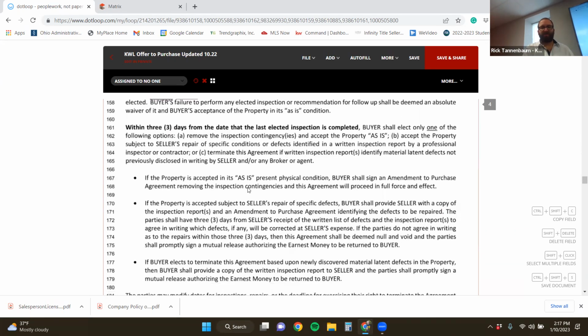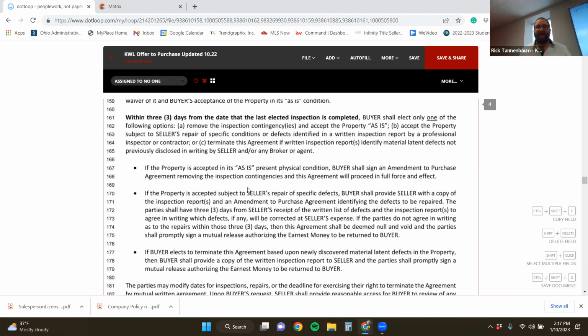After the inspections, within 3 days of the last inspection, and this confuses some people, that's 3 days of completion of the inspection, not 3 days from receiving your report. So if your inspector is not getting you the report promptly, you better find a new inspector. Most inspectors are getting those reports out to you by the next day, but if you've got somebody that's taking their time, it might be time for a new inspector.